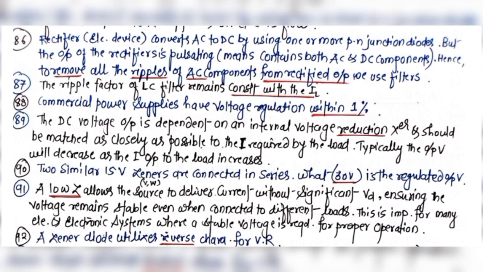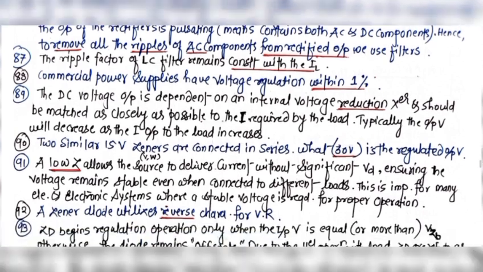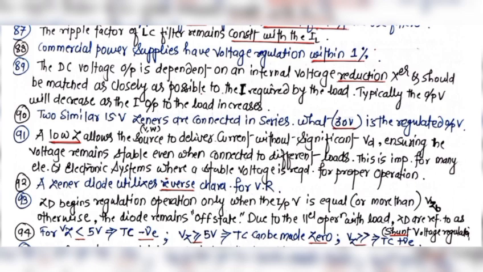Commercial power supplies have voltage regulation within 1%. The DC voltage output is dependent on an internal voltage reduction transformer and should be matched as close as possible to the current required by the load. Typically, the output voltage will decrease as the output current to the load increases.